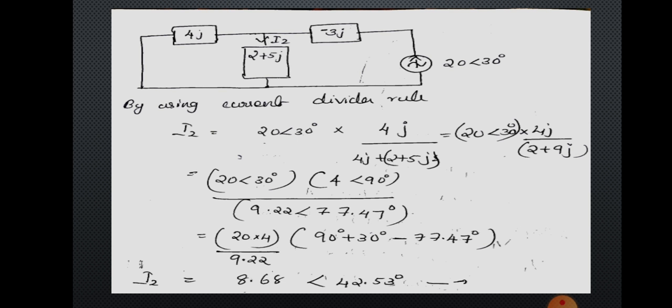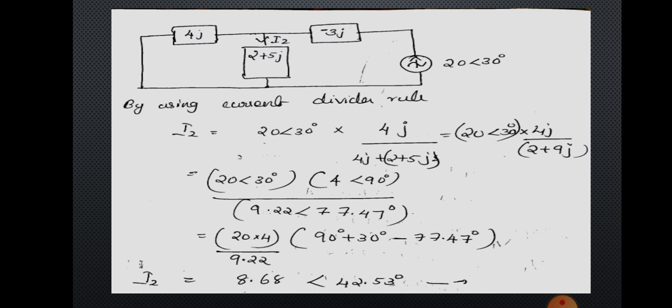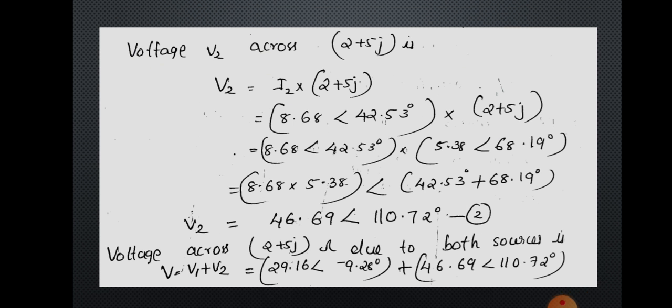You can see that both the currents are flowing through 2 plus 5j, and in order to find the voltage across 2 plus 5j, you can use Ohm's law. So voltage across 2 plus 5j will be equal to current into impedance. So V2 will be equal to the current 8.68 angle 42.53 and the impedance 2 plus 5j. You can make the calculation by converting it into polar form, and you will get the value of V2 as 46.69 angle 110.72. That is equation number 2. Sorry, I said I2 will be equation number 2, not V2.